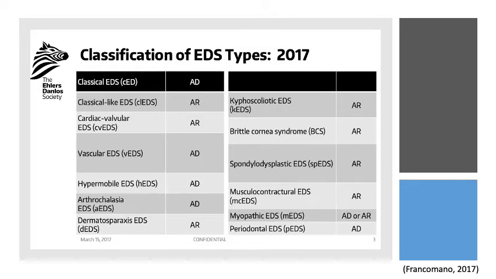This is a chart created by the Ehlers-Danlos Society describing the 13 subtypes of EDS by their inheritance pattern. The most common forms of EDS are classical, vascular, and hypermobile, which have an autosomal dominant inheritance, along with arthrochalasia, myopathic EDS, which can be either, and periodontal EDS. Autosomal recessive inheritance is found in classical-like EDS, dermatosparaxis EDS, kyphoscoliotic EDS, brittle cornea syndrome, spondylodysplastic EDS, musculocontractural EDS, and myopathic EDS.